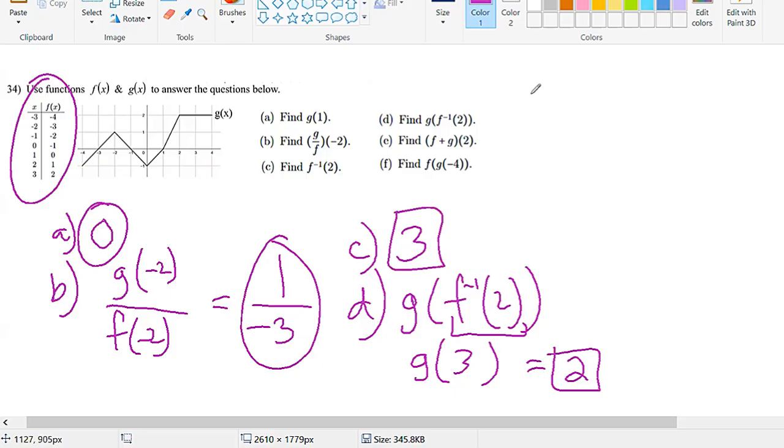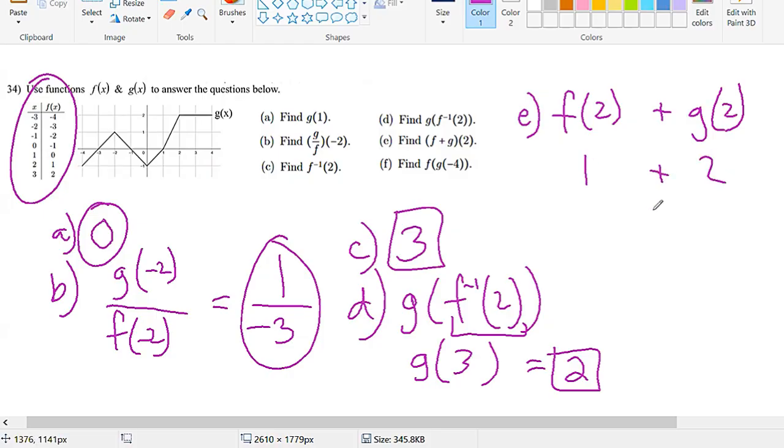And then E and F are the same thing. So look, for part E, if you separate it, it would say f of 2 plus g of 2. Find f of 2. That looks like it's going to be 1. Find g of 2. That looks like it's going to be 2, for a final answer of 3.